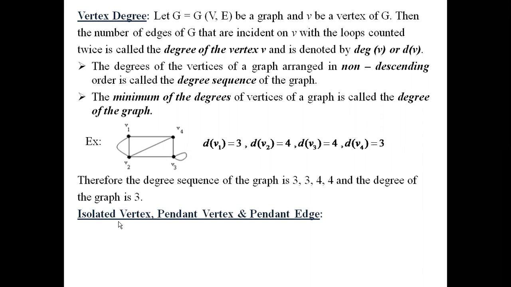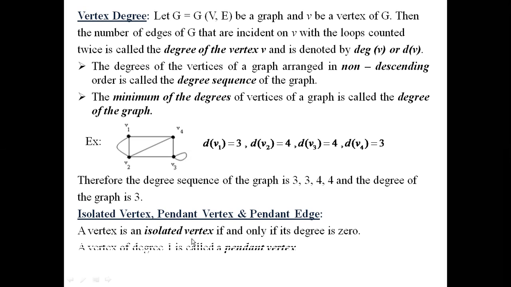Next, we'll know about isolated vertex, pendant vertex, and pendant edge. A vertex is an isolated vertex if and only if its degree is 0. So if the degree of any vertex is 0, meaning no edges are incident on that vertex, we say such a vertex is an isolated vertex.